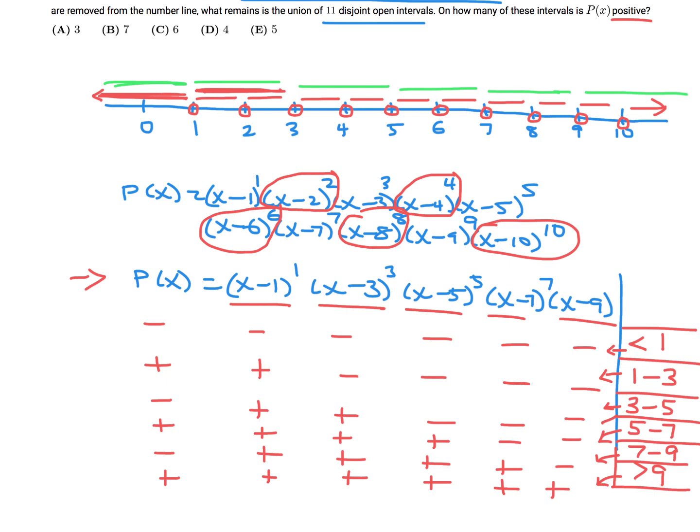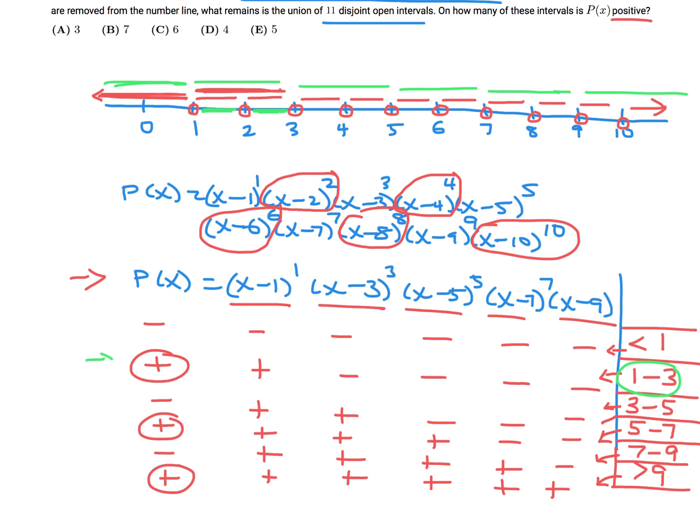Okay. So now we go back to the original question. How many of those 11 are positive? Well, this interval is, this interval is, and this interval is. So let's go back and see what that means on the graph. So this was 1 to 3. So from 1 to 3, we have this interval and that interval. So those are 2 intervals of the original 11.